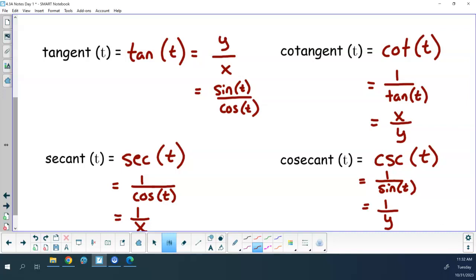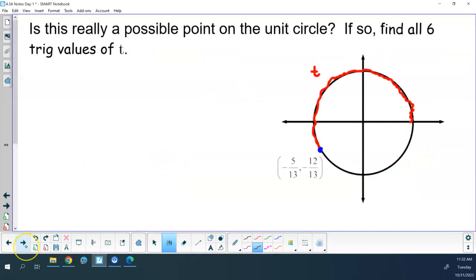Which is 1 over sine, which is 1 over 1. Okay. Where we're going with this.